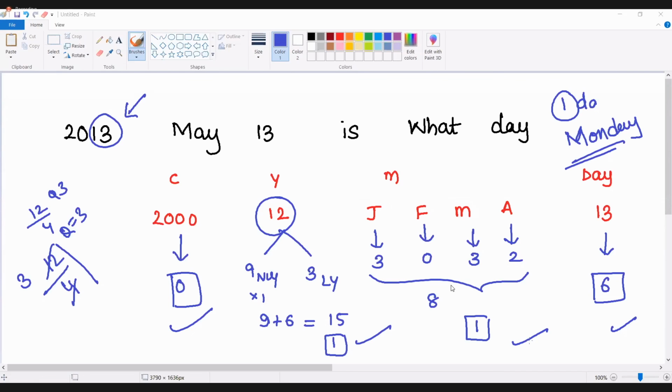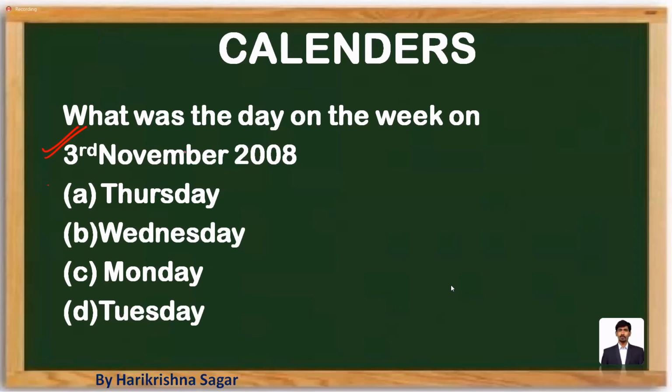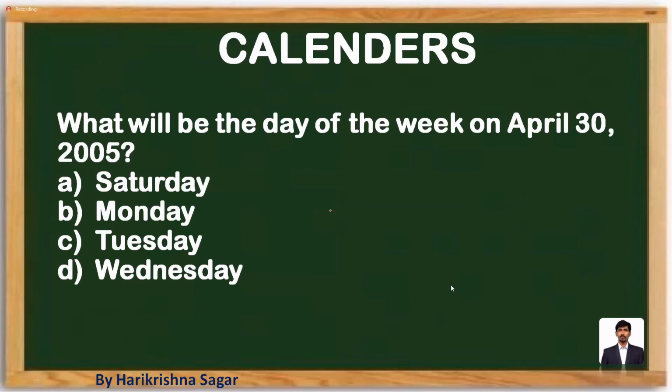If it is a leap century like 2000, you might get a question: what is the day on April 30, 2005? How can we solve? 2000 is the century. How many years are over? 5 years are over. How many months are over? We are at April, which means January, February, March are over, and in the month of April.